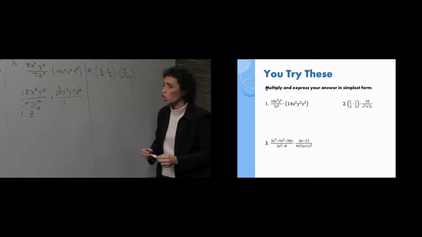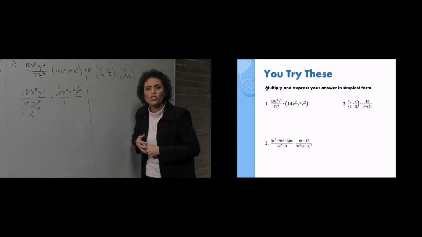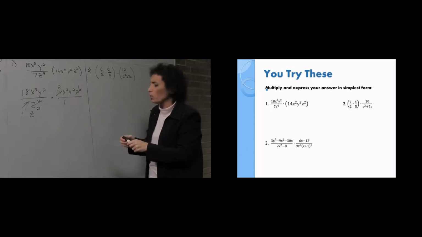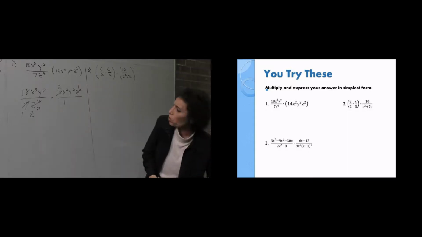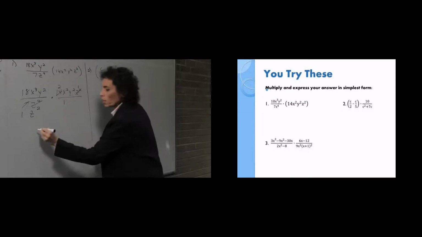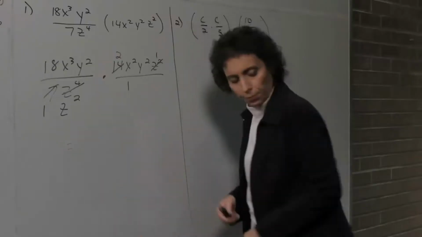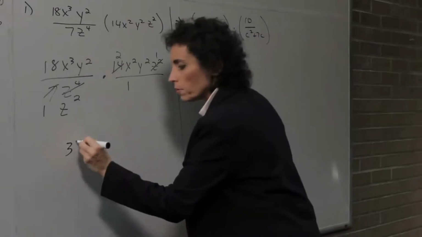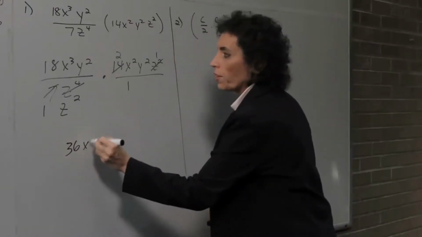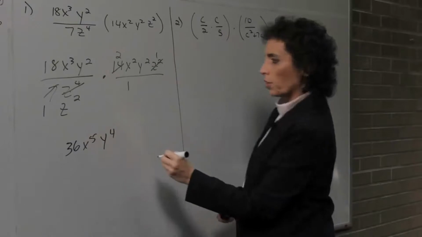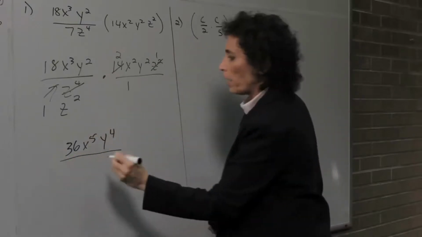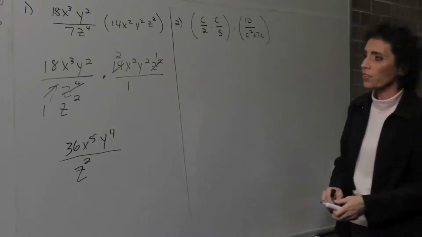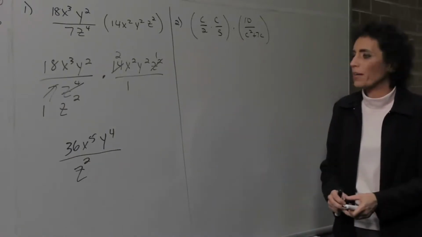So I have a lot of junk. Let's see what I got. I got 18 times 2, and 18 times 2 is 36. I'm getting rid of that one. I got 36. Better. X to the 5th, y to the 4th. That's all I have on top. On the bottom, I have z squared, and I am done. That is it. So that makes that pretty easy.